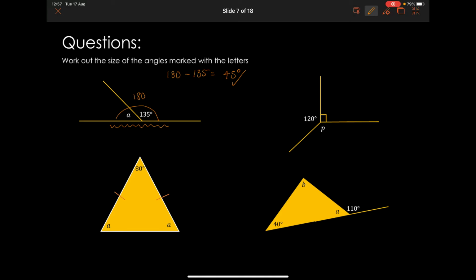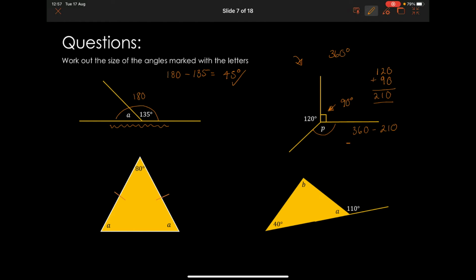For this one, we've got angles around a point. Angles around a point add up to 360 degrees. This angle here is 90 degrees because it's got a little corner. So if I do 120 plus 90, okay, that's 210. And to work out this last bit, I just need to do 360 take away 210, okay?